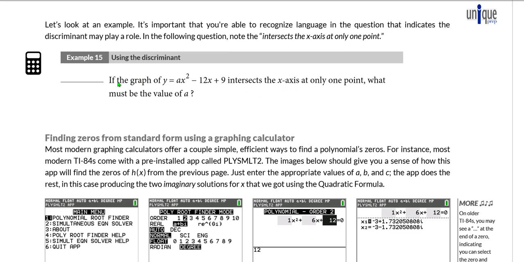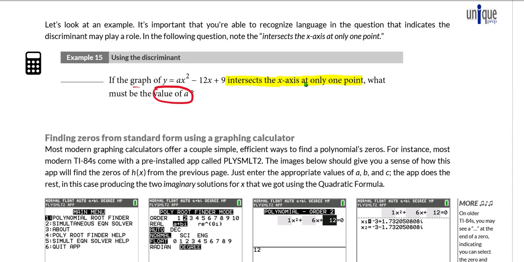In example 15, we have: if the graph of some quadratic function intersects the x-axis at only one point, what must be the value of a? Value of a is what they're asking. The key here is recognizing this phrase right here. I guess it's that whole phrase. Or even this whole phrase. Let's keep adding words. Intersects the x-axis at only one point.